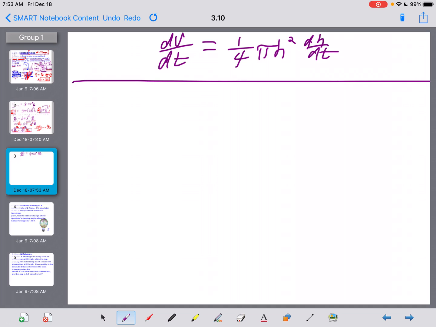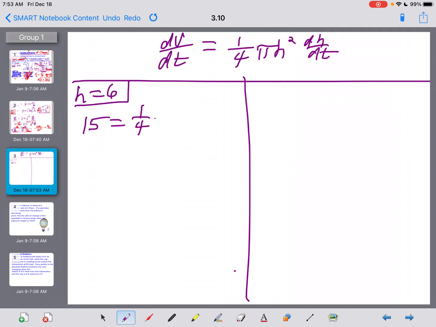Going back to, let me rewrite this equation here at the top in the center. So dV/dt was equal to, oh shoot, was that a 1/4? Yeah, 1/4 pi h squared and then a dh/dt. And I'm writing that there because I'm going to do 2 more problems real quick here. So the next one we're going to do is when h was equal to 6 feet. So what's going on here, guys? dV/dt was still 15. That was now going to equal 1/4 times pi times h squared. Well, 6 squared is going to be 36, and we're looking for a dh/dt right here.